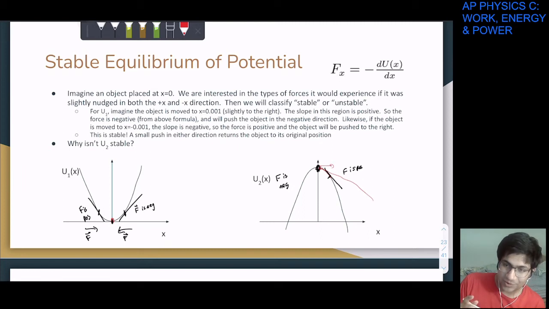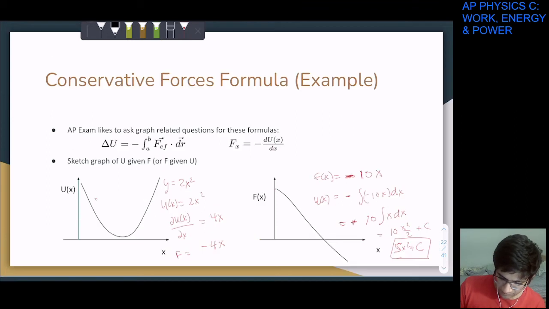And the one cool thing that you might notice is that we chose these graphs for a specific reason. This U is of the form U is about 1/2 times some constant times x squared. And the corresponding force from the previous slide is of the form F equals minus kx. So these are actually the graphs of a spring.